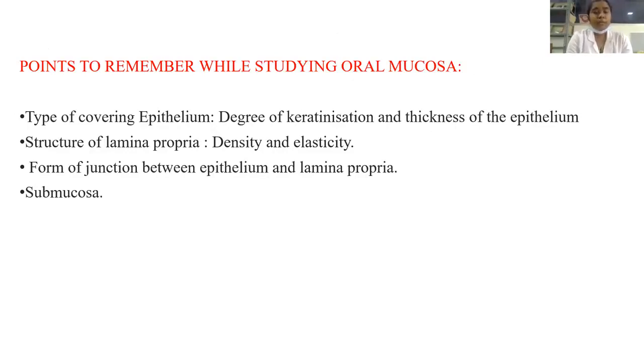Out of this, some points to be remembered at this stage while studying oral mucosa are: the type of covering epithelium, the degree of keratinization and thickness of the epithelium, then the structure of the lamina propria, its density and elasticity, the form of junction between the epithelium and lamina propria, and the submucosa. So these points must be remembered when studying oral mucosa up to this stage.